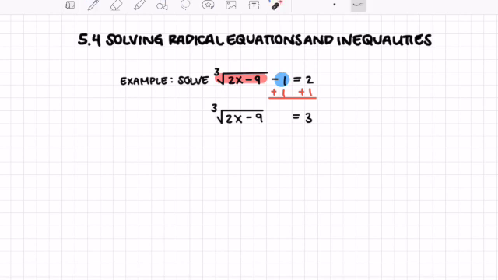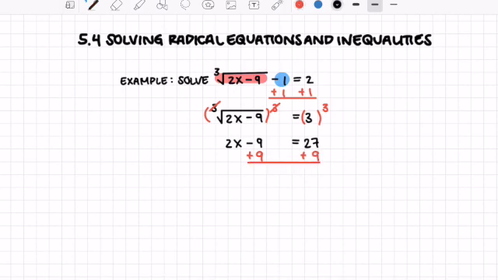Once I do that, then I can start focusing on the radical sign and getting rid of that. So the opposite of a cube root would be to cube both sides. That would get rid of my cube root, and I would end up being left with 2x minus 9 equaling 3 to the power 3, which is 27. And then from here, you just end up solving for x. So I'll add 9 to both sides. That gives me 2x equaling 36. Then I'm going to divide by 2 on both sides, and I'm left with x equaling 18. And that would be my final answer.